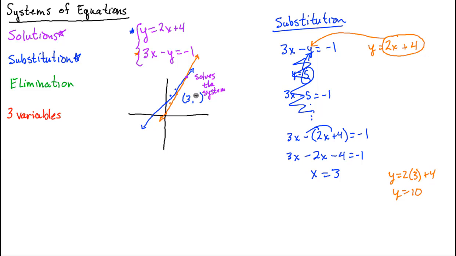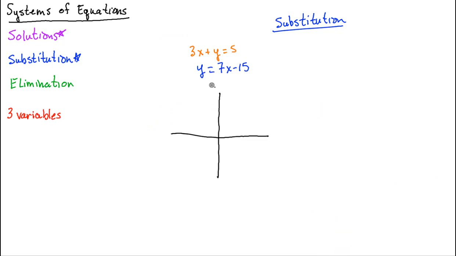We say 3, 10. What if we were to stick 3 into the other line and substitute that in? Now that we know x is 3, we would have 3 times 3 minus y equals negative 1. Subtract 9 from both sides, we get minus y equals negative 10. Divide by negative 1, we get y equals 10. Yes, it doesn't matter. This 3, 10 solves both equations.